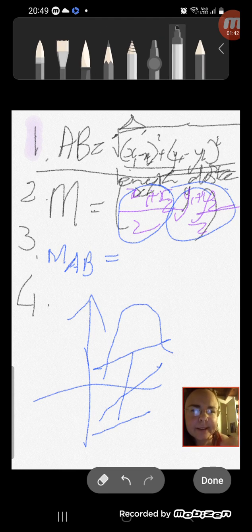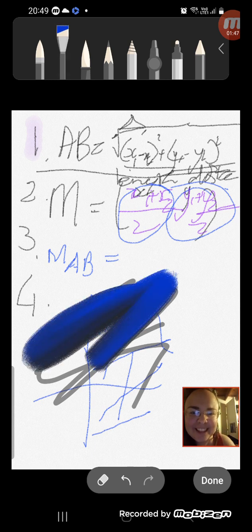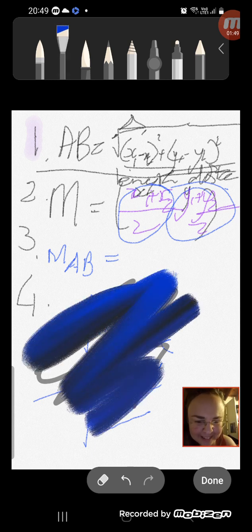I wonder how to erase here. This is probably not erase, hey? Definitely not erase. I think this is paint. Ooh, I'm making a lovely mess here.